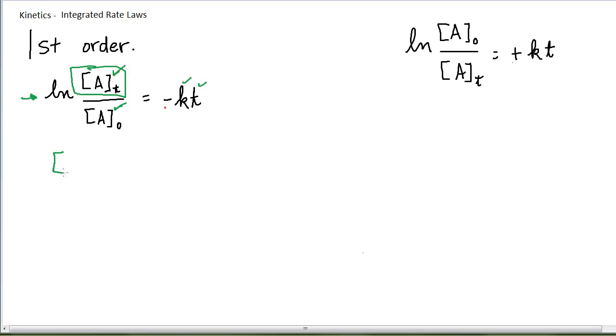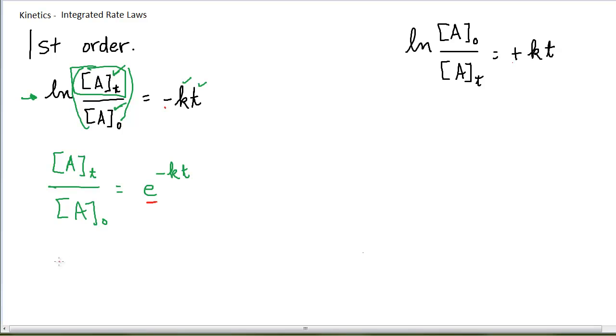The inverse natural log is usually the inverse function of the log button on your calculator, but mathematically we express it as a little e raised to a power. So the inverse log of a log is whatever is inside the log, the At over A0. The inverse log of negative kt is e to the negative kt. And again, on your calculator, taking e raised to some power is typically the second function of your natural log, and it probably has the little e raised to the x on it. Watch your negative sign.